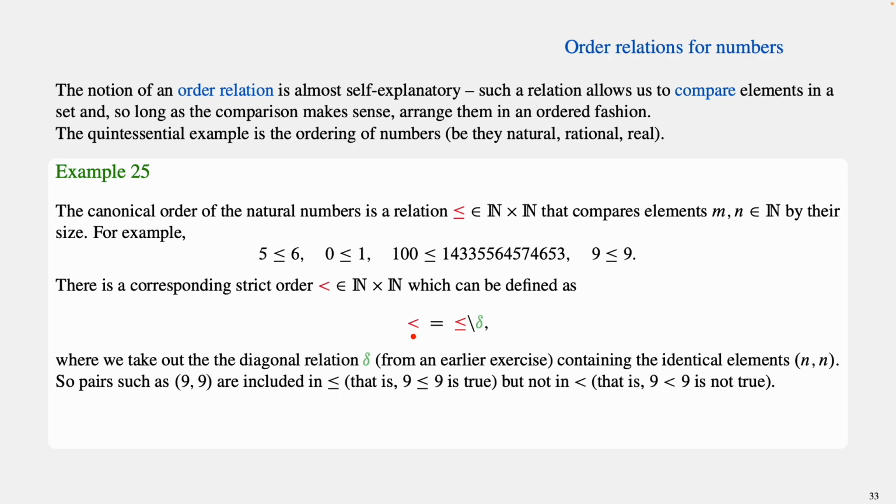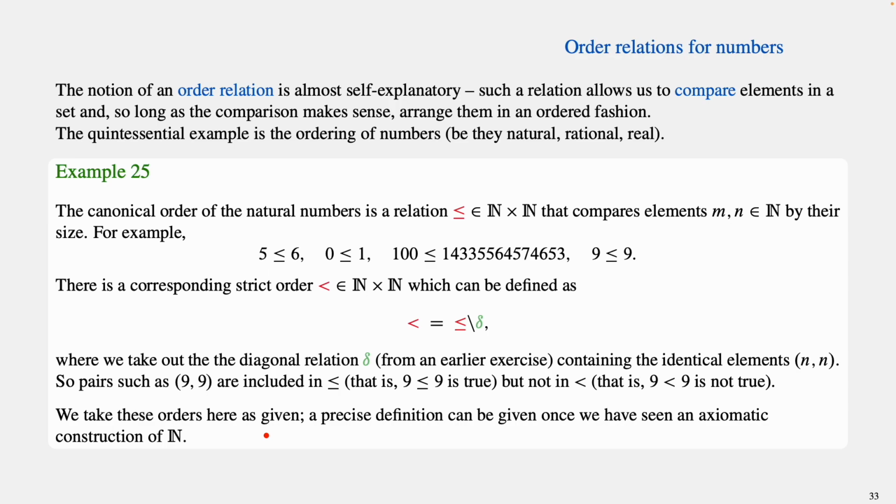So pairs such as 9, 9 are included in the less or equal relation. So here 9 less or equal to 9 is true, but they're not included in this stricter relation because 9 less than 9 is not true. Okay, so this is what it means. We take out the elements of delta, the diagonal relation, and 9, 9 is precisely such an element that would be contained in delta and is no longer contained in the strictly less relation.